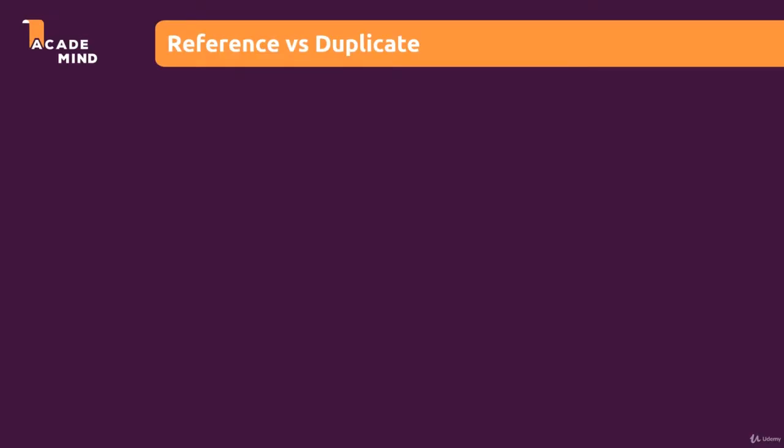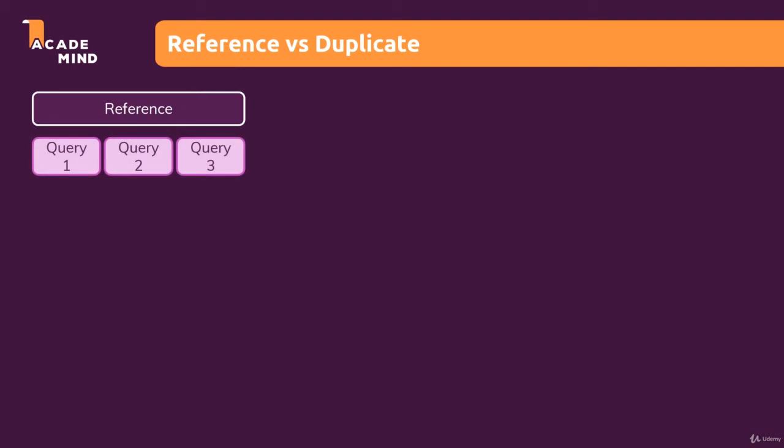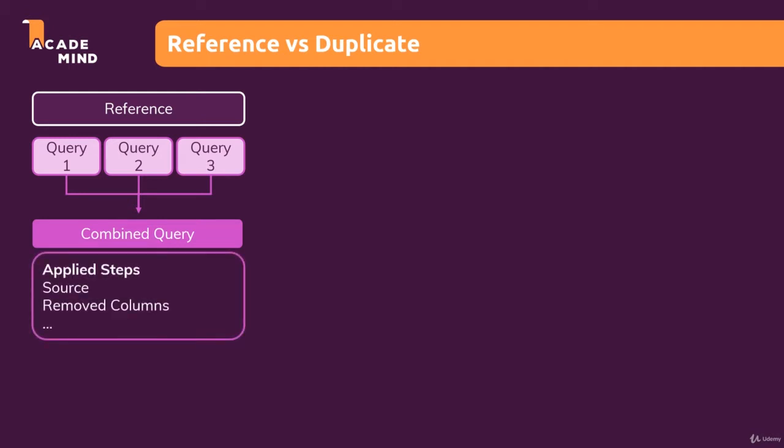Let's get started with the reference here. And we can say that we have three queries as we have it in our project. We created a combined query based on these three initial queries. And in this combined query, we applied some steps. What we can see in this query is that we have the first step, which is the source, which basically points towards these initial queries. And we have some remove columns and so on.